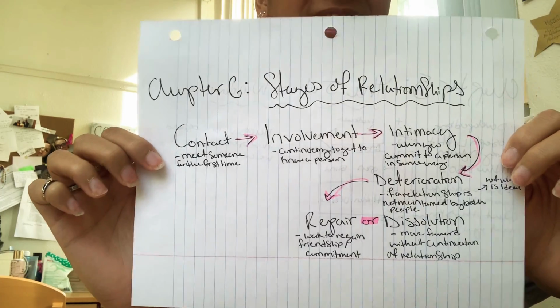Next is chapter 6, which are the stages of a relationship. First, we have the contact stage, which is when you meet someone for the first time. Then we have involvement, which is continuing to get to know a person. Next is intimacy, when you commit to a person either through a relationship or through friendship. And after that, we have deterioration, which is the stage that most people don't want to get to.